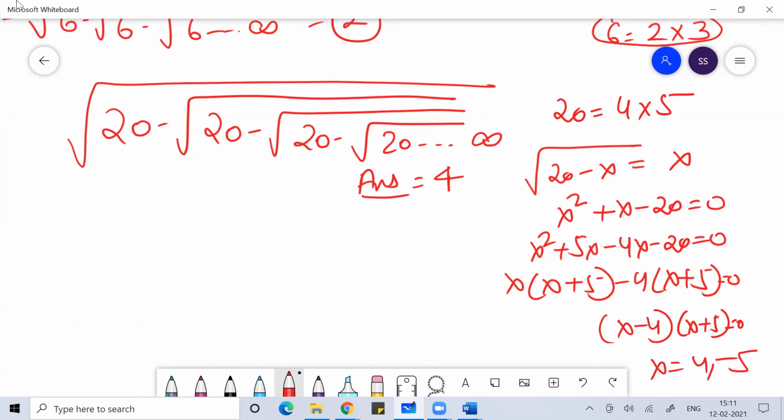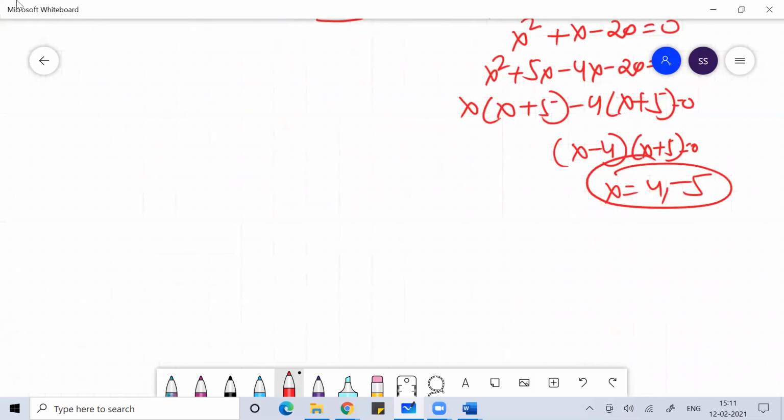Here, everyone, because the minus sign is there, the value of this will be 4. If I had asked you root 20 plus root 20 plus root 20 till infinity, then your answer would have been plus 5. I hope everyone is understanding.